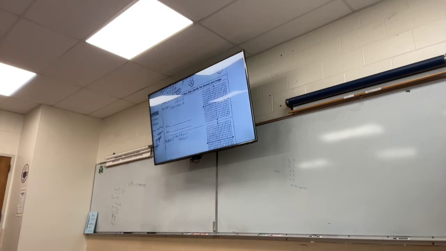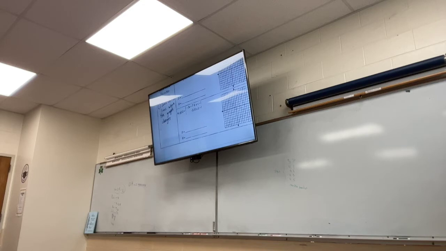The first step. Okay. Second step is going to be graph. It's going to be graph the top equation to the left of that line.